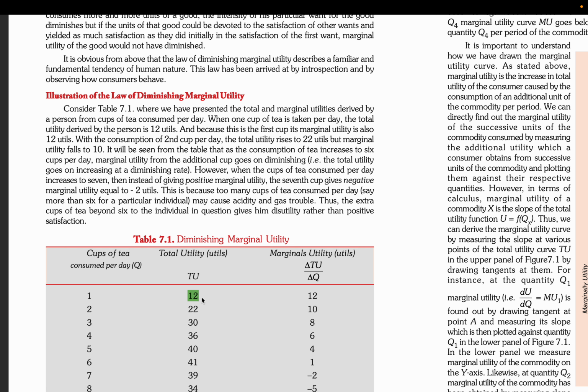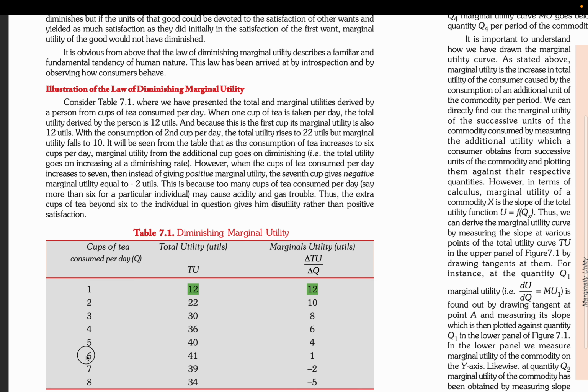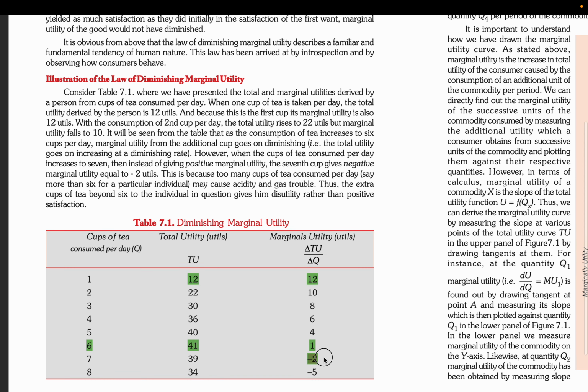And because this is the first cup, its marginal utility is also 12 units. Of course, total utility is just the summation of every marginal utility that you derive. It will be seen in the table that as the consumption of tea increases to 6 cups per day, marginal utility from the additional cup goes on diminishing. It was increasing by 10 at first, then 8, 6, 4, you see. After 6, it's just falling, it's becoming negative now.